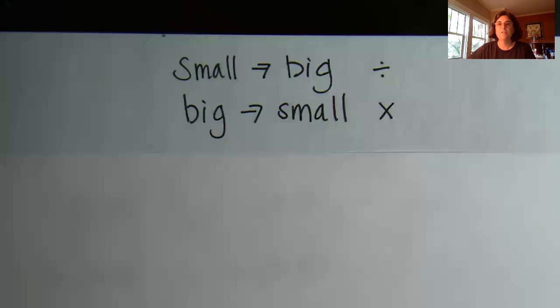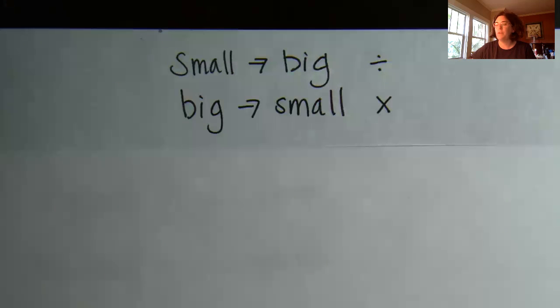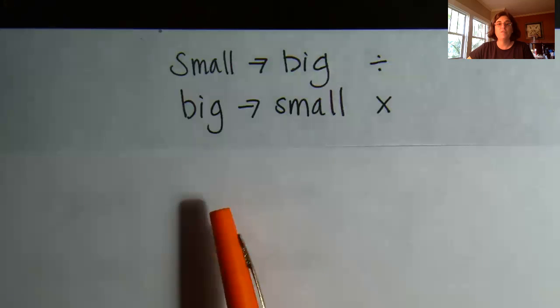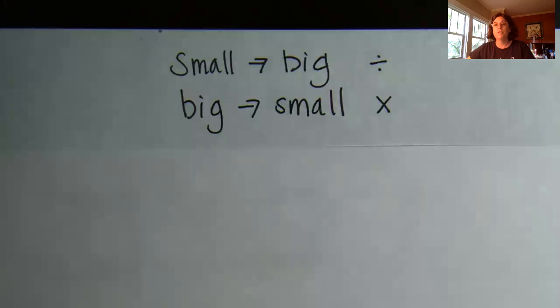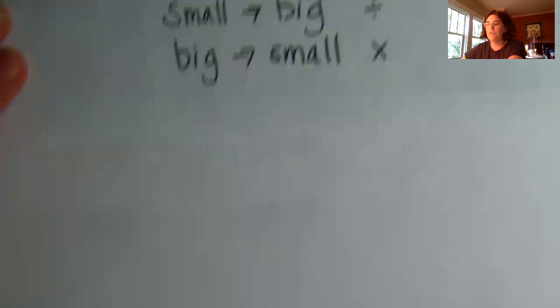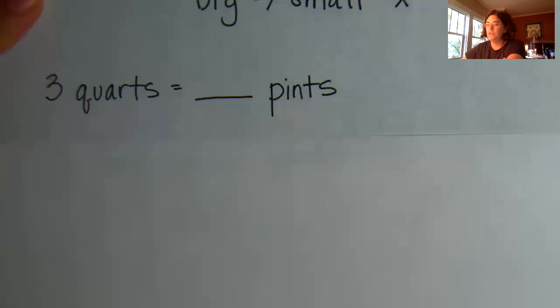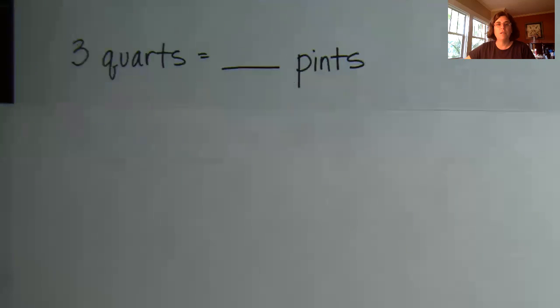All right, so last week we learned about conversions, that when we go from a smaller unit of measure to a bigger unit of measure, we're going to divide. And when we go from a bigger unit of measure to a smaller unit of measure, we're going to multiply. So let's just take a minute to work a few of those problems together. I have a few here up on my screen.